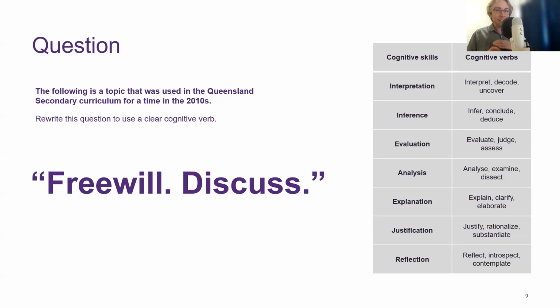That was it. So could you rewrite this question? How would you, how do you conceptualize this question? What would you write if you had to do a cognitive audit here? So what does free will infer? What is free will?